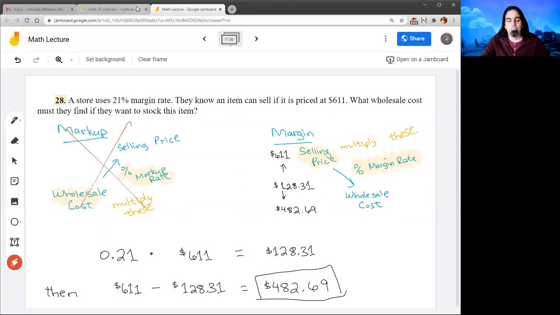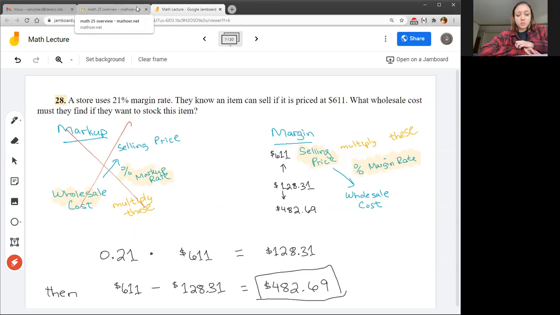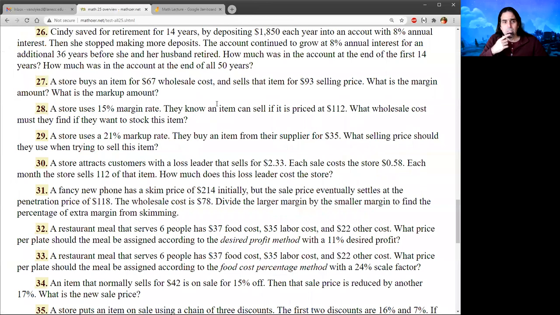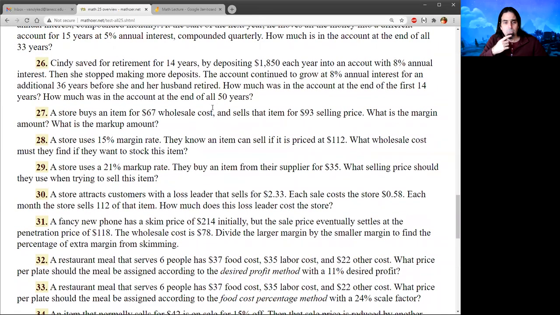Would you usually first take the margin amount divided by the selling price and then go from there? But with this one, it doesn't have the margin amount available, or? Some of them give you different numbers of this. So let's look in the test and find a different one.